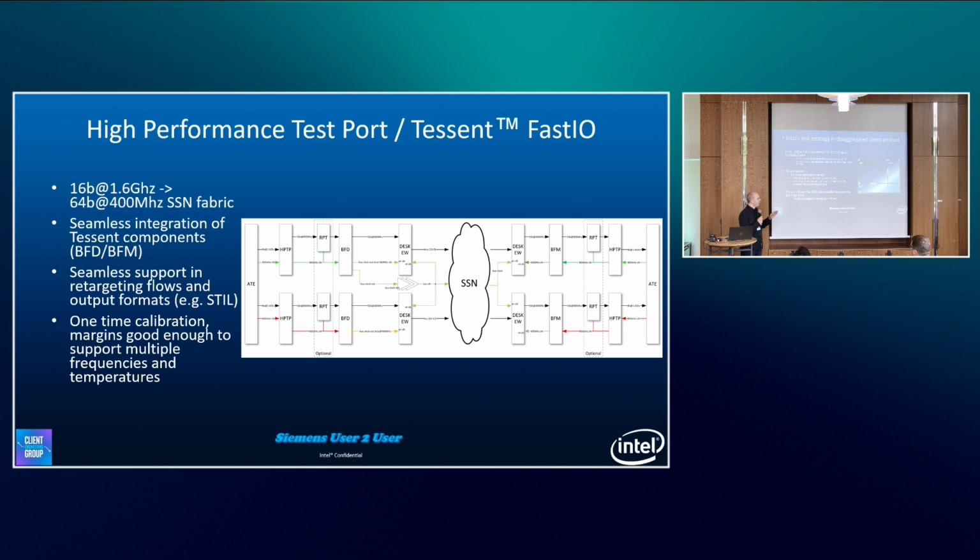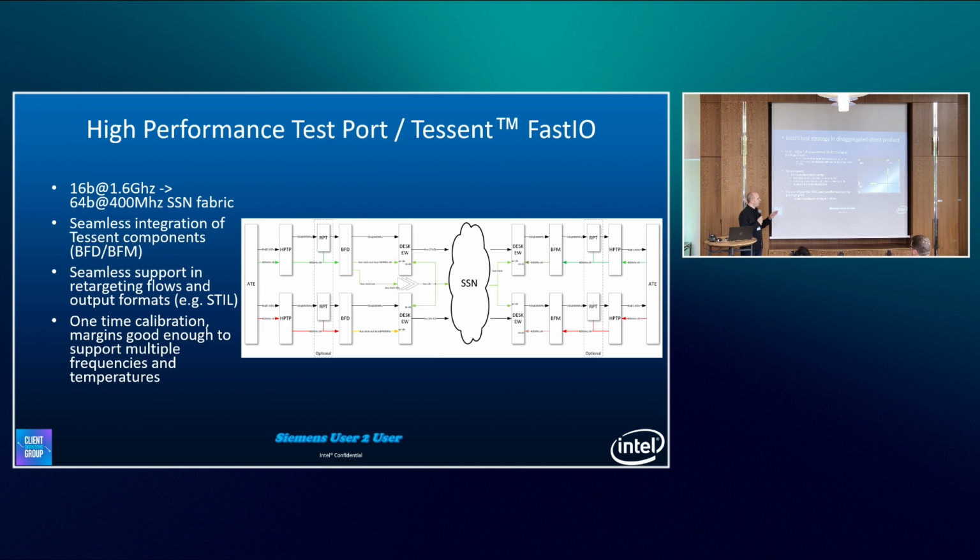on its route to the BFD components and to the DiskU FIFOs, eventually creating a single SSN fabric with a 64-bit width. The integration of these components, as you could imagine, since these are standard components generated by Tessent, is seamless. The retargeting that we did for these patterns, again, it's all part of the Tessent Fast I/O, so it's seamless.